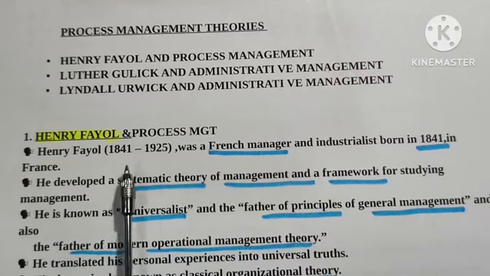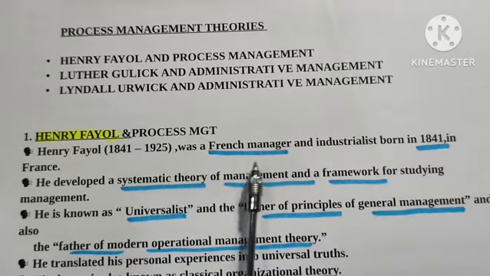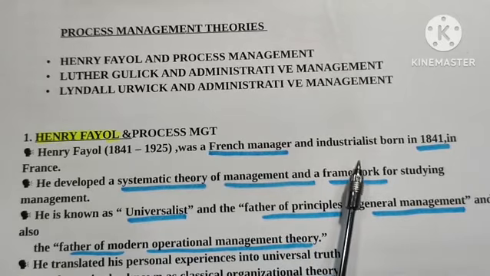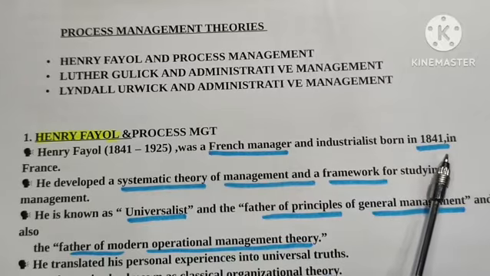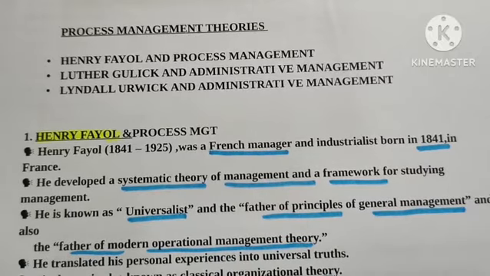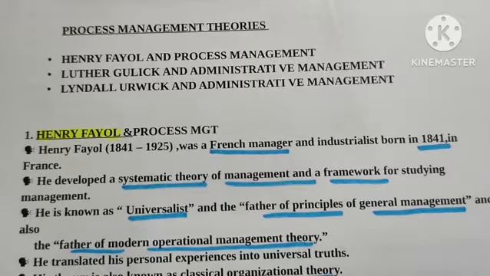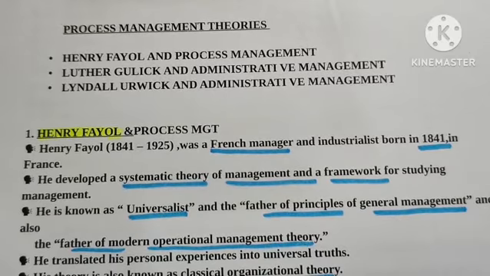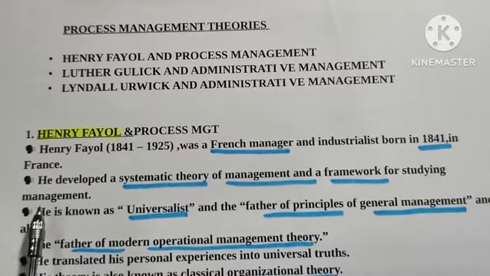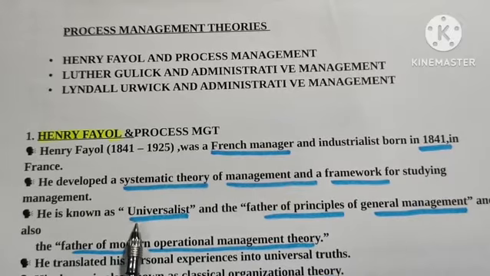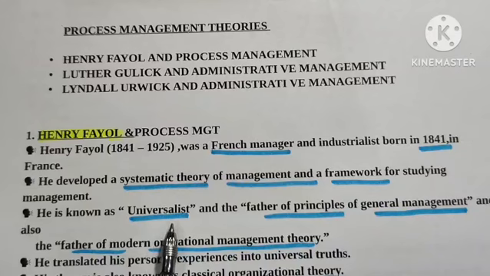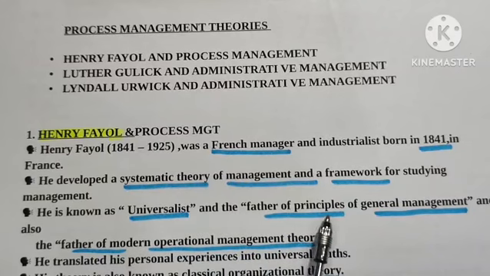Henry Fayol, from 1841 to 1925, was a French manager and industrialist, born in 1841 in France. He developed a systematic theory of management and a framework for studying management. He is also known as a universalist and the father of principles of general management.